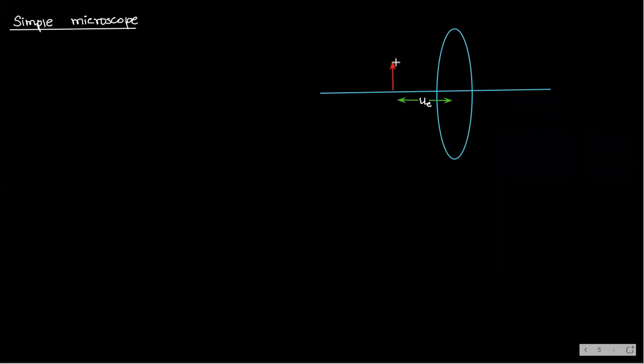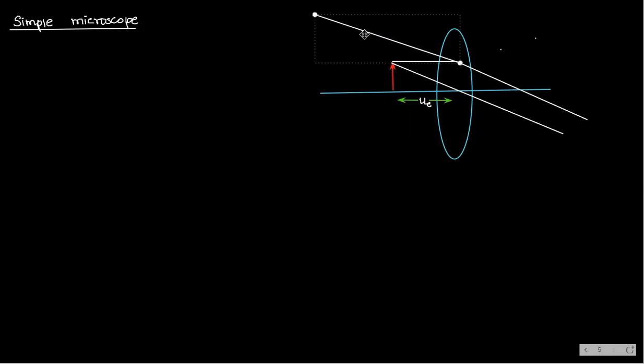When the object is placed, the first ray goes parallel to the principal axis and then through the focus. Another ray going through the optical center goes straight, and these two rays meet somewhere here on the backside. We are considering that U is less than F, between P and O, then only it is possible. In the diagram I already showed, something like this.